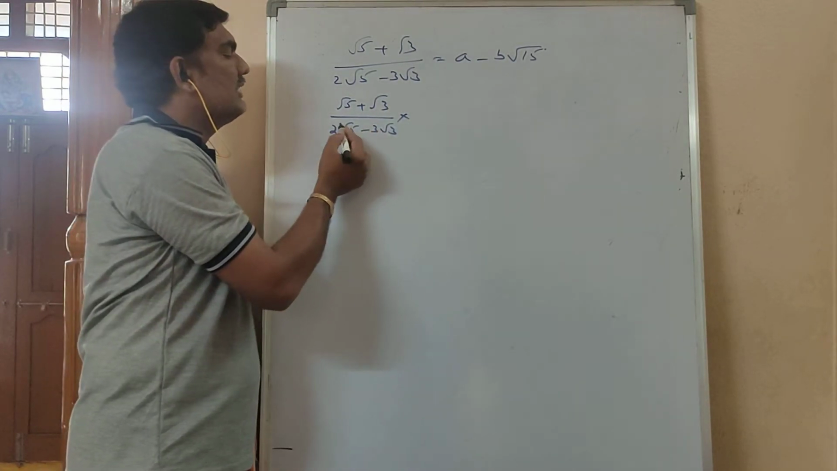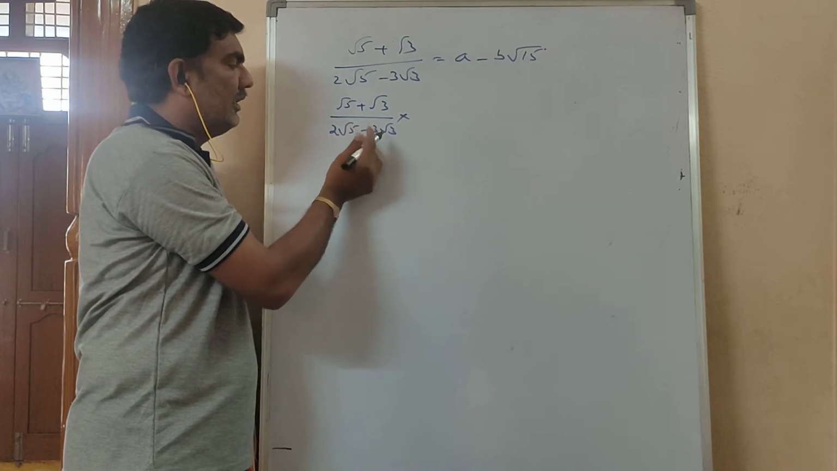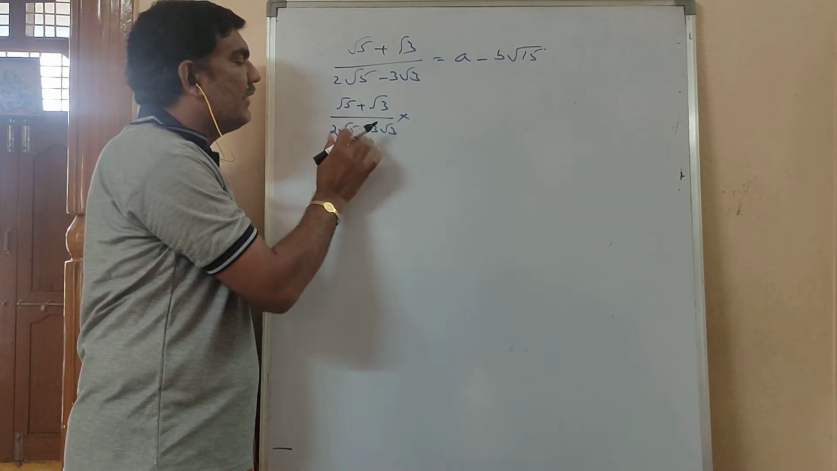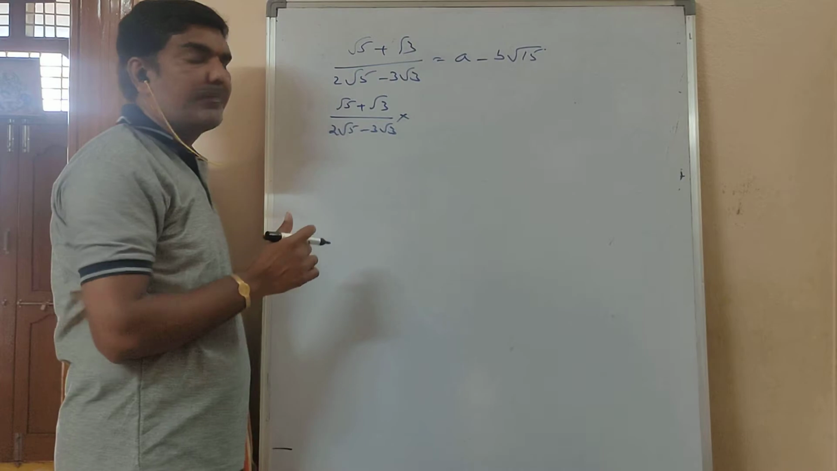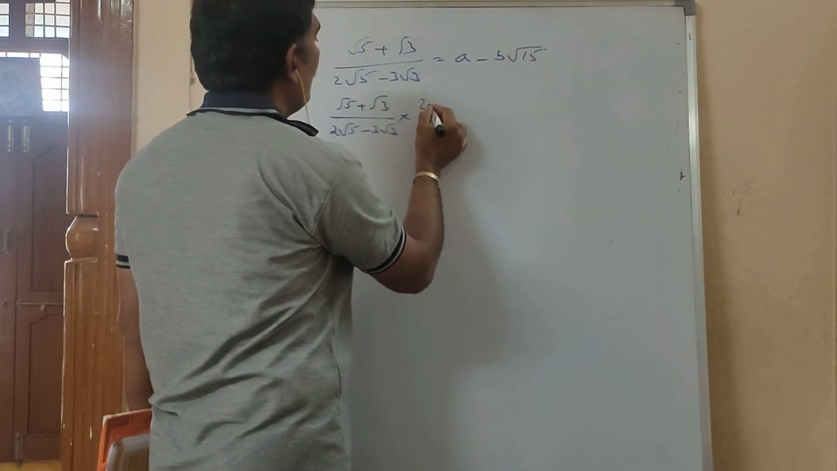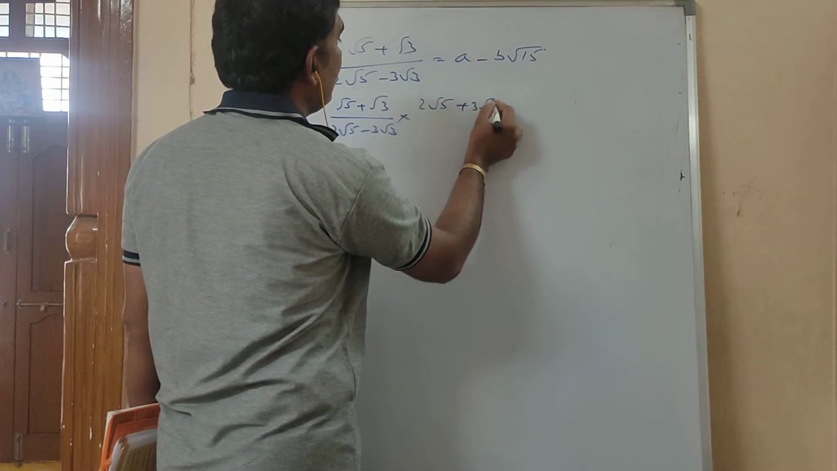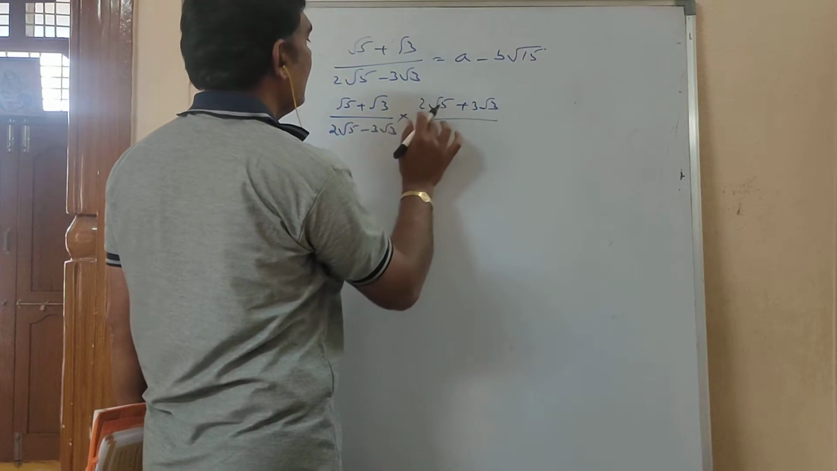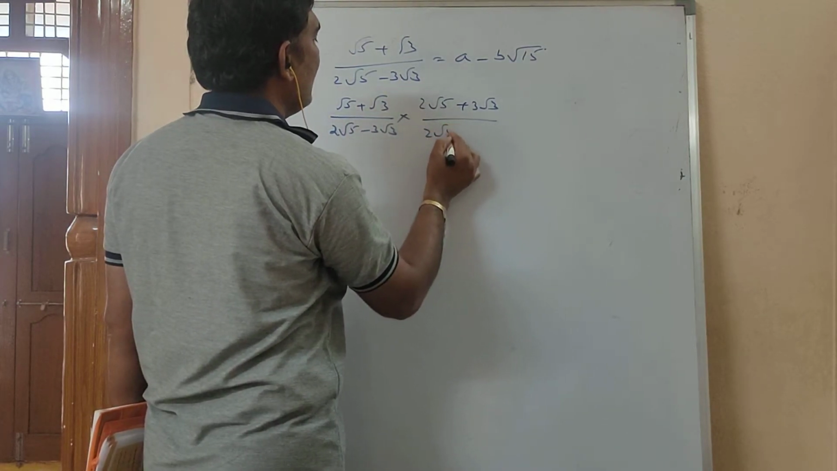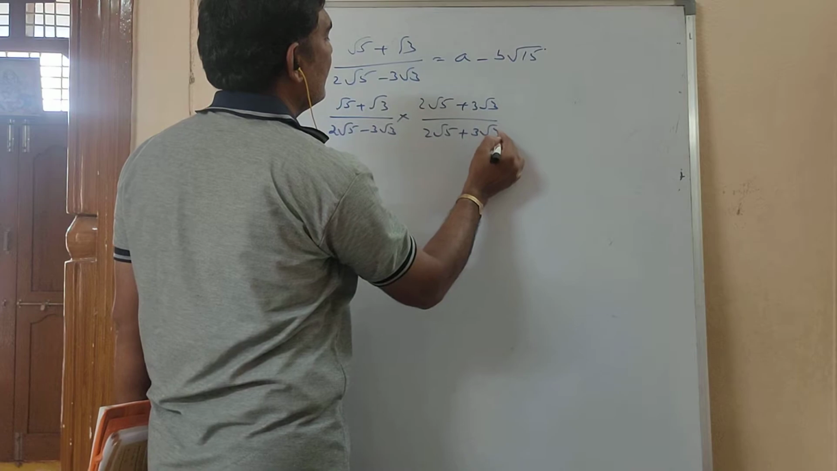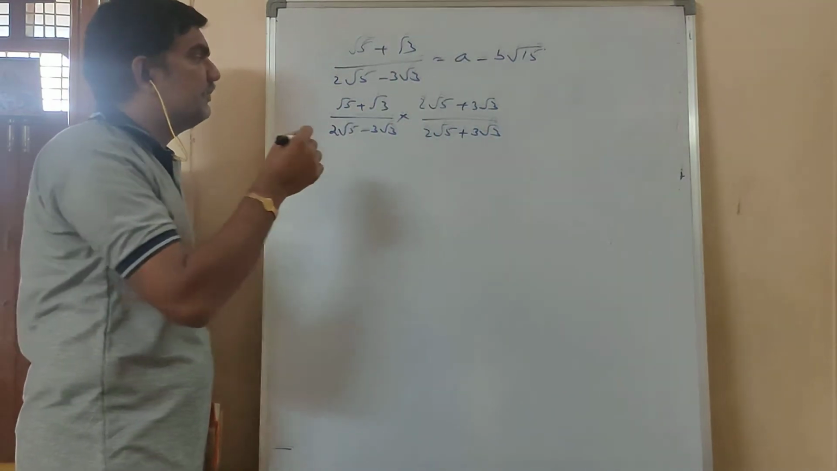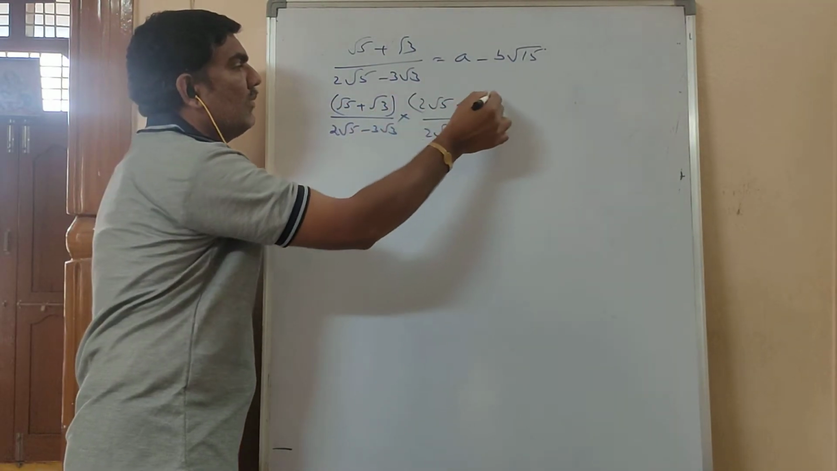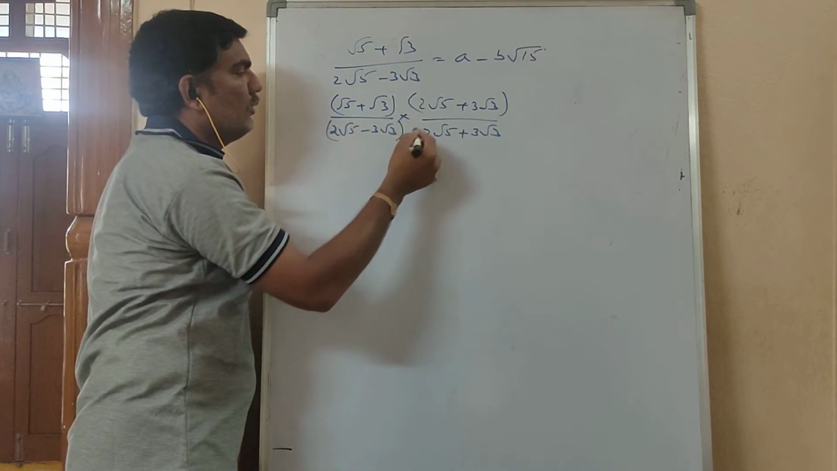If the surds are of second degree, the rationalizing factor differs only in the middle symbol. So here 2 root 5 plus 3 root 3 is the RF for this one. With this you have to multiply, and with this you have to divide. Now simplification. Here 2 terms are there, here 2 terms are there.